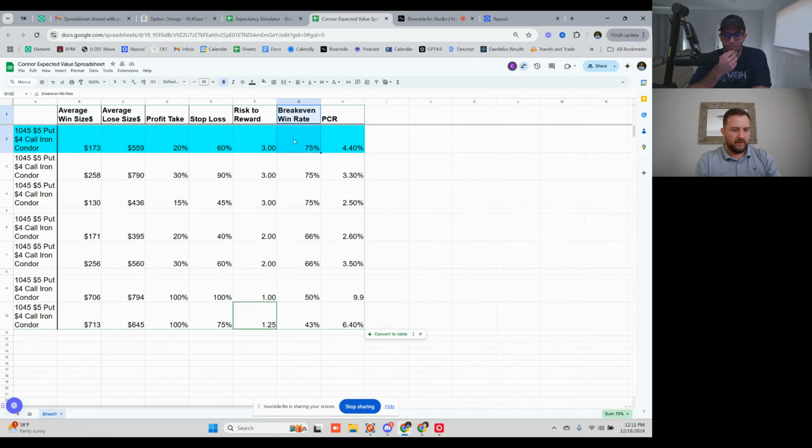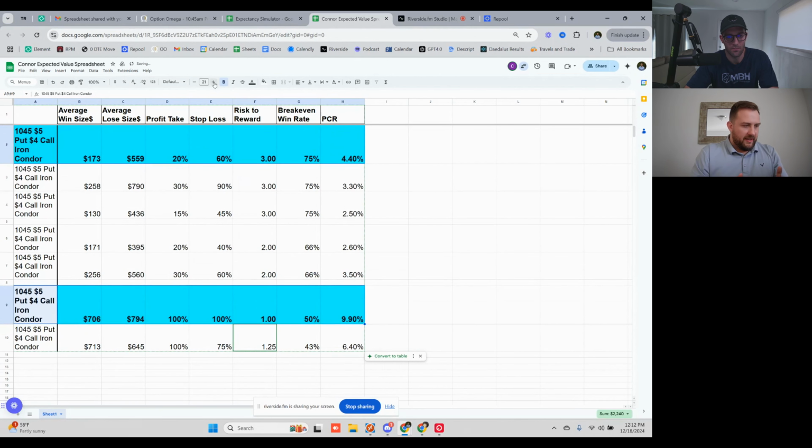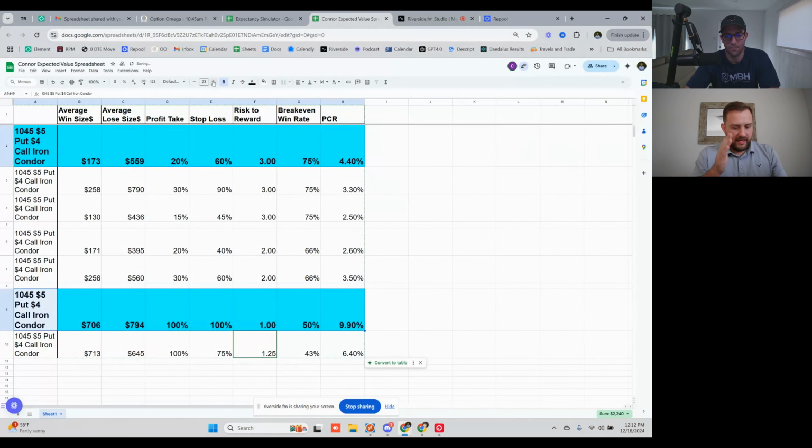What that made me realize is that if I had an average win and an average loss that were pretty close together, I needed a lower win rate to have a good expected value. But to have a higher expected value, I needed to be able to lose a little bit of money, and that is going to raise my expected value as well. So that's what I've learned from this on the conceptual standpoint.